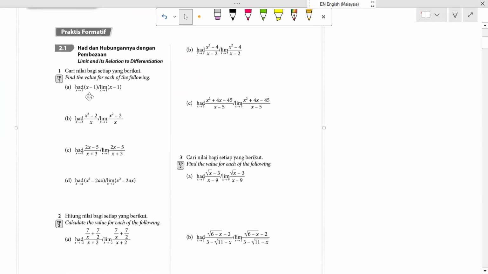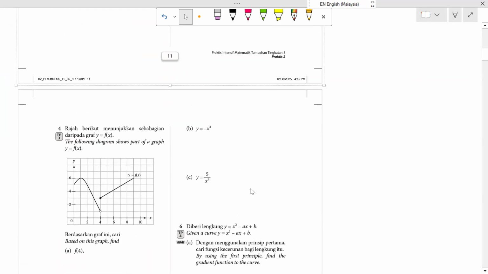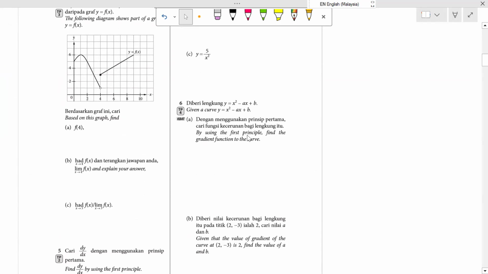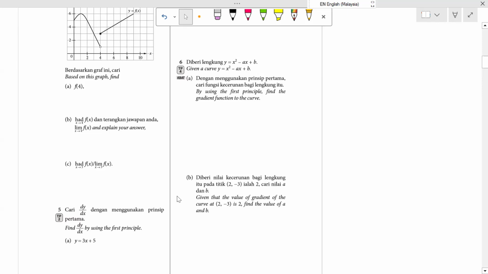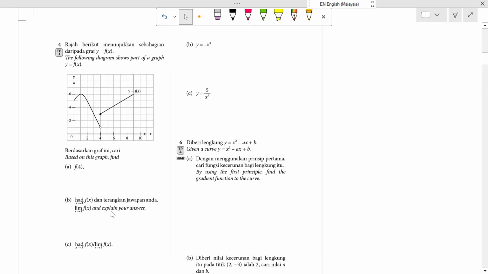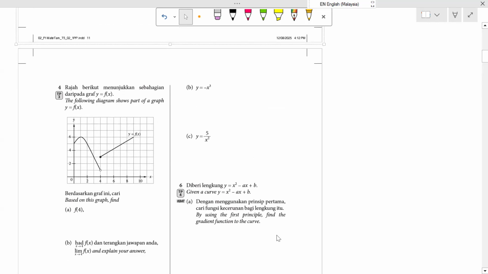For those who take IGCSE, number 1, 2, 3, no need to do. But if you want to challenge yourself, please try. You all cannot skip, must do. So you can try until you find this by using first principle. Okay, this is the one I'm talking about.